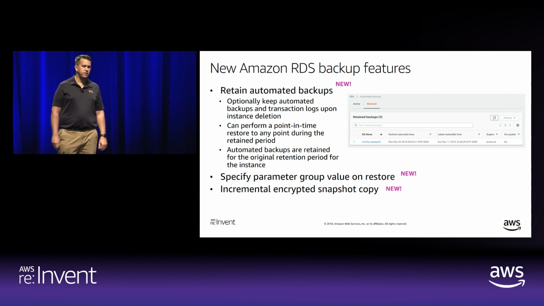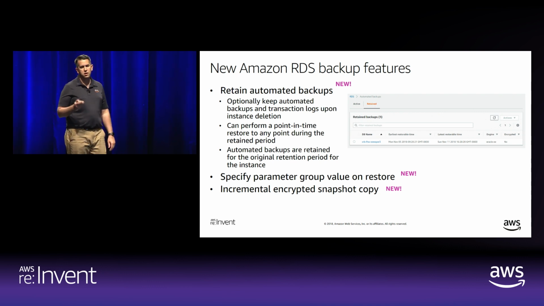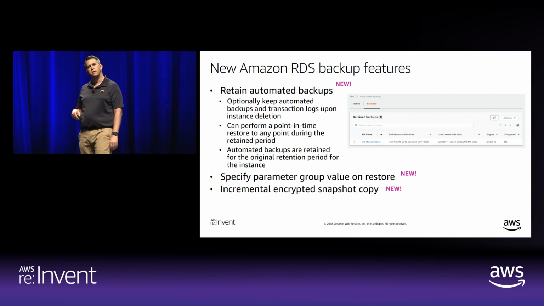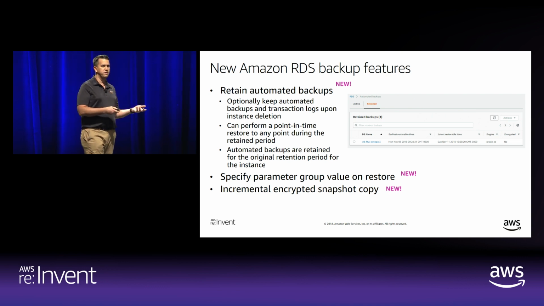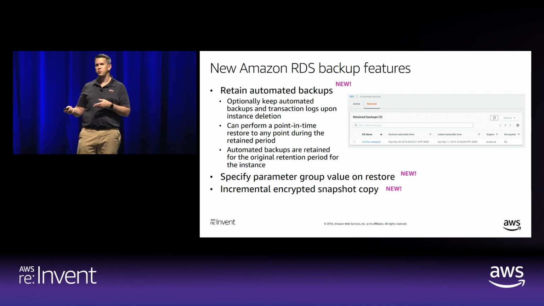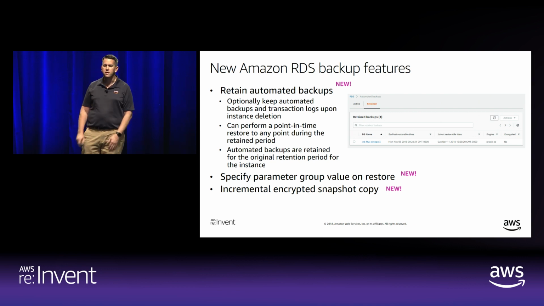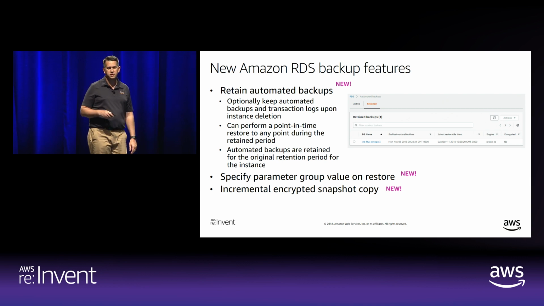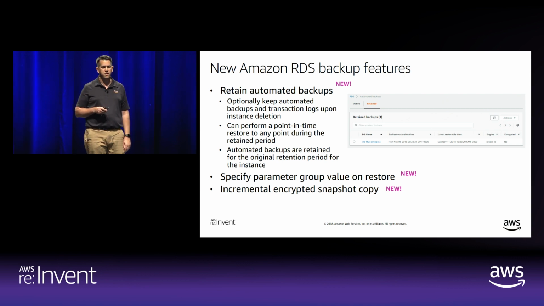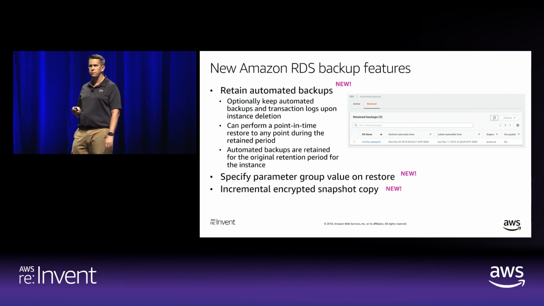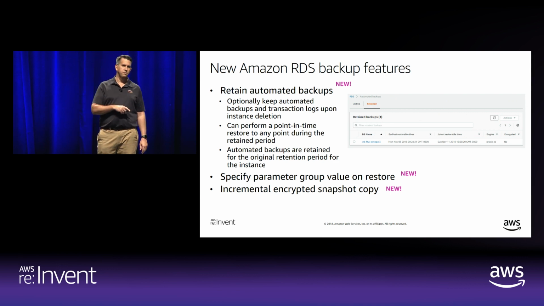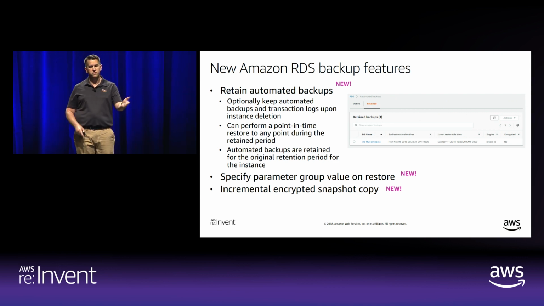Some of the new features that we've introduced recently, one's called retain automated backups. So up until recently, if I delete an instance, its automated backups just went away. That surprised people, and sometimes people make mistakes and they want to actually retrieve their data. So we now have the ability to retain the backup even after you've deleted the instance. And I'll show you how that works in just a sec. Another couple features we've added are the ability to specify your parameter group values during your restore. We always pick the default parameter groups. Now you can specify them.